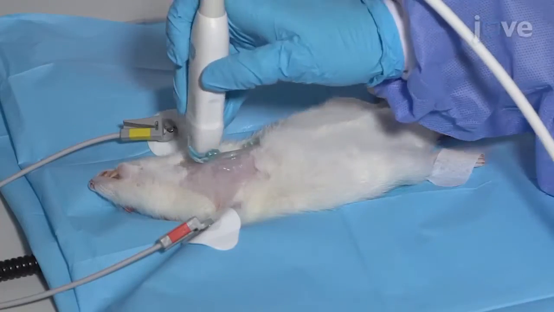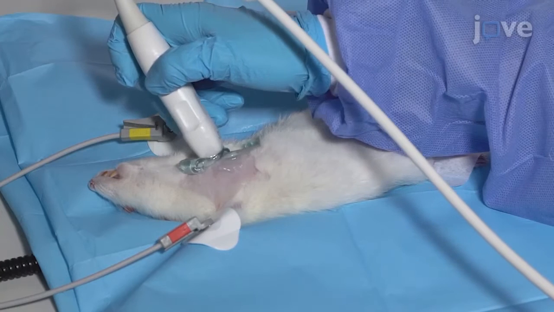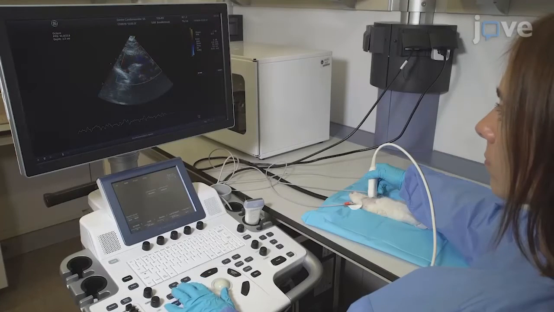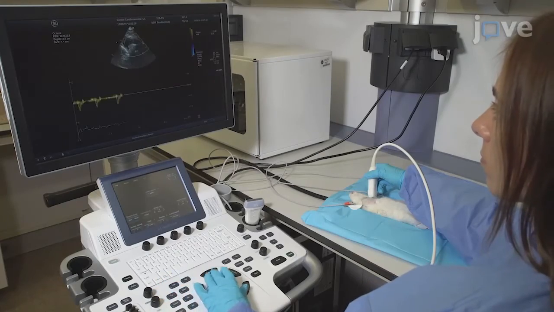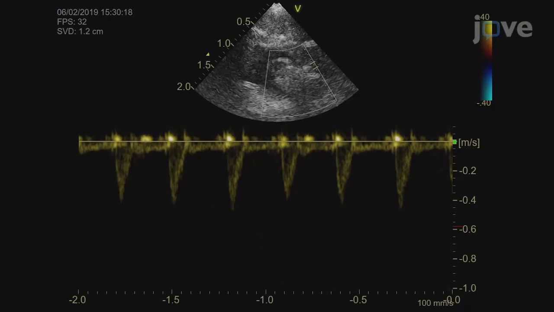To obtain a suprasternal window view, position the probe on the left side of the supraclavicular space with the probe directed downward, and record a 2D loop of the aortic arch. Then, acquire a spectral pulse wave Doppler image at the ascending and descending aortas.